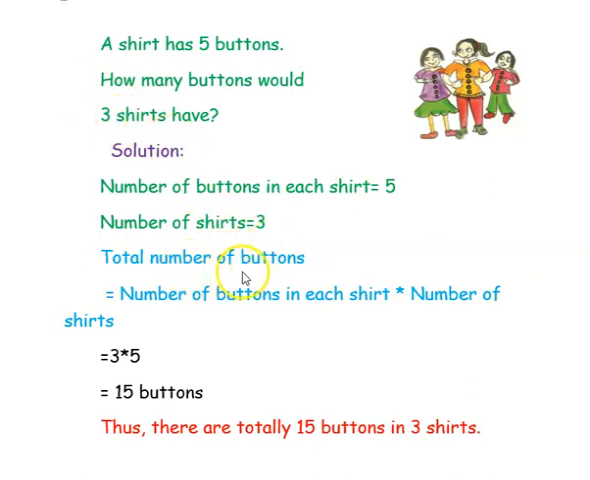So total number of buttons is number of buttons in each shirt into number of shirts. So the number of buttons in each shirt is 5 and the number of shirts is 3. So 5 into 3 is 15 buttons. So you know that it's 3 into 5, or you can write it as 5 into 3. So thus there are totally 15 buttons in 3 shirts if one shirt has 5 buttons.